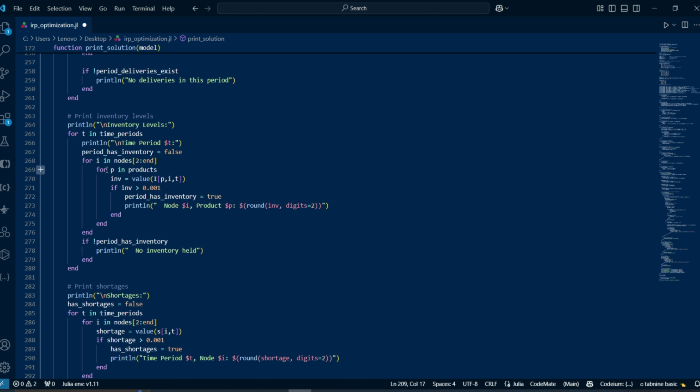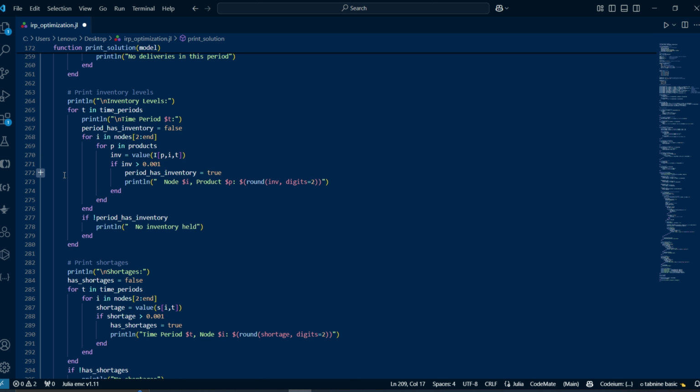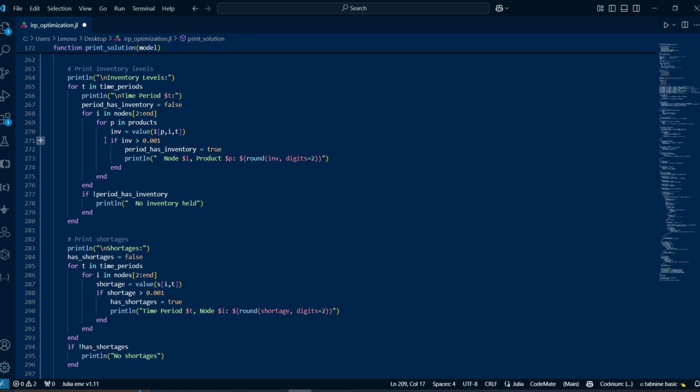First, the inventory levels for each time period are calculated and presented. And this part of the script iterates through all nodes and products, checking if any inventory remains at the end of each period. It ensures clarity on whether inventory management meets the demand requirements and evaluates potential excess.